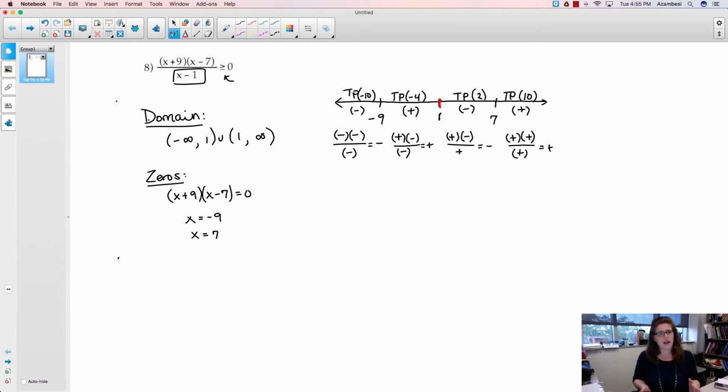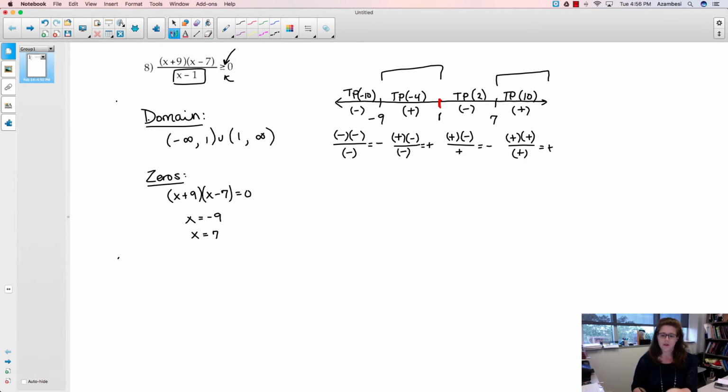So now that I've figured out where my regions are positive and negative, I'm going to decide what I need. So looks like greater than or equal to 0. So I'm looking for the positive ones. And the regions would be this one and this one for positive values. Now I can never include 1. 1 is not in the domain.